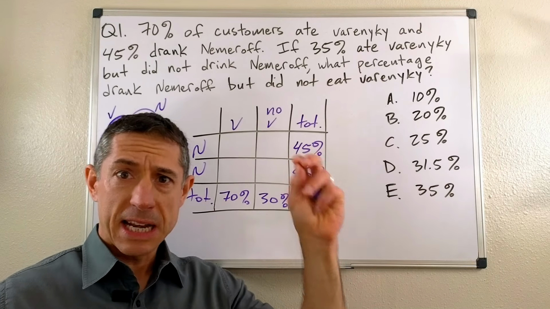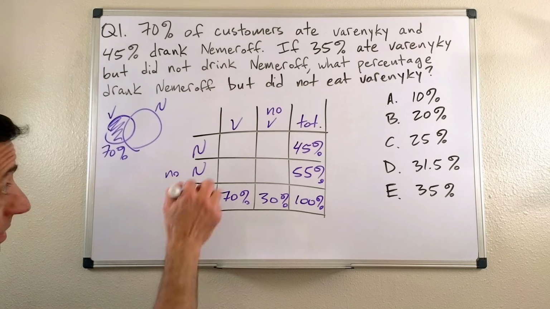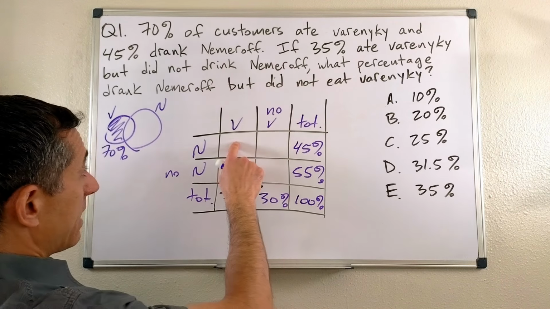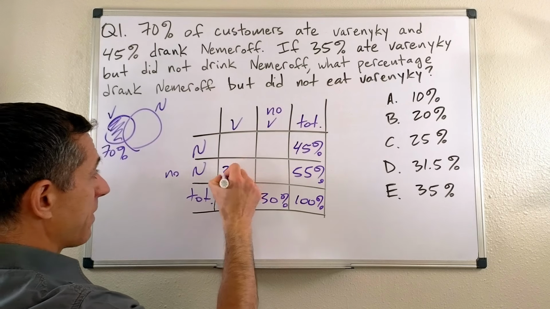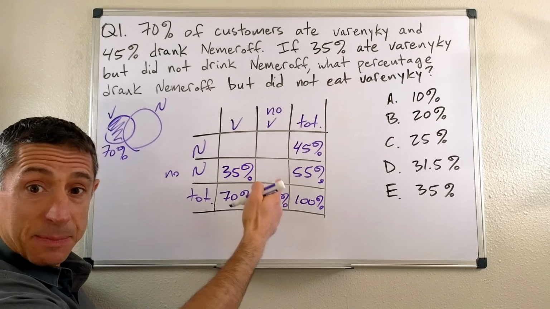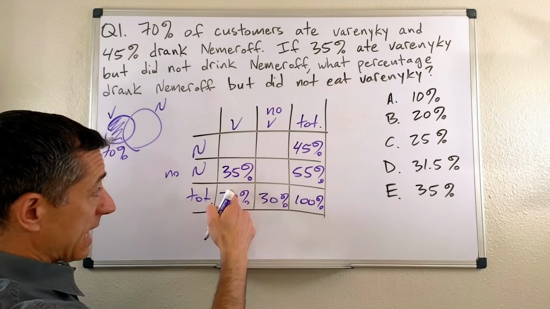35% ate Venn but did not drink Nemirov. So 35% ate Venn, did not drink Nemirov. So that's going to be here. That's your 35%. Now everything has to add up nicely, right? So you can fill out the rest of the chart easily enough.